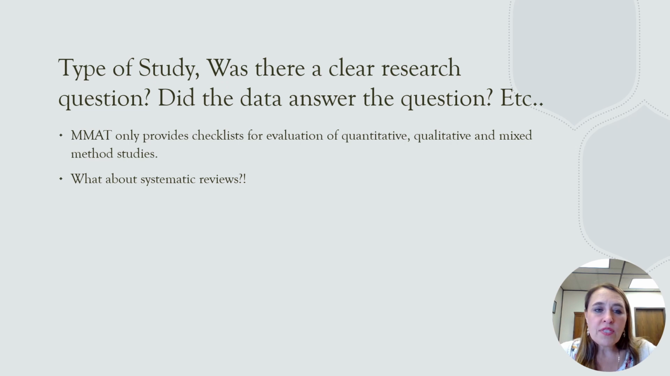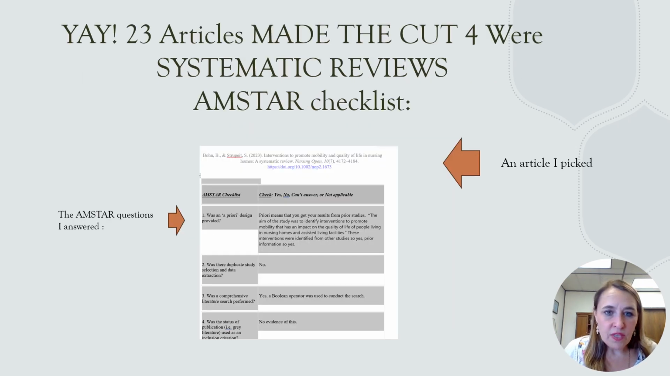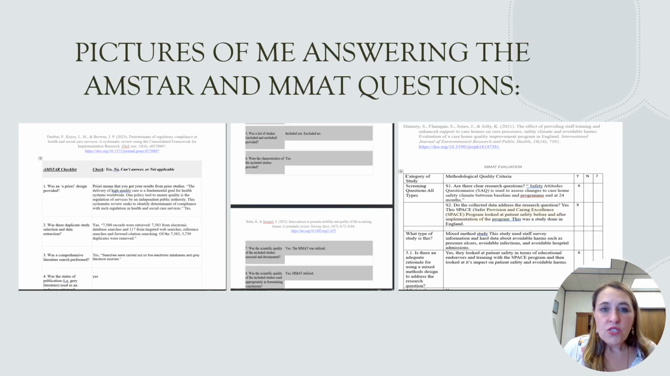And so I used the MMAT to appraise most of my articles, but what was I going to do about the systematic reviews? That is where I found the AMSTAR, which is a tool to evaluate my systematic reviews. And so you can look at that if you'd like. And then here is an example of an Excel spreadsheet that I made about my systematic reviews. So here's a picture of me answering the questions for the MMAT and the AMSTAR.